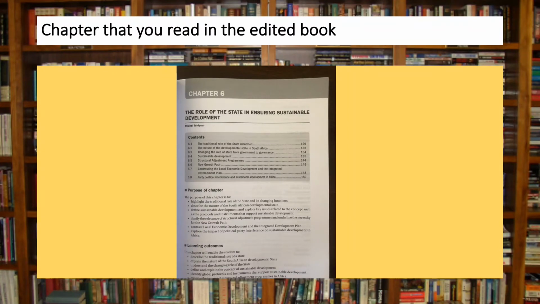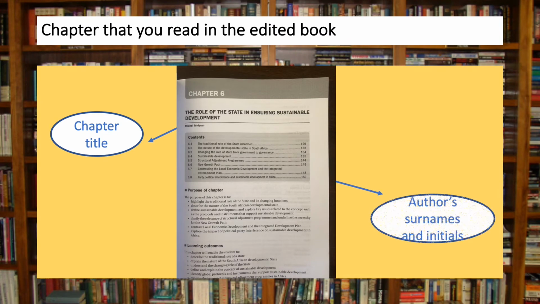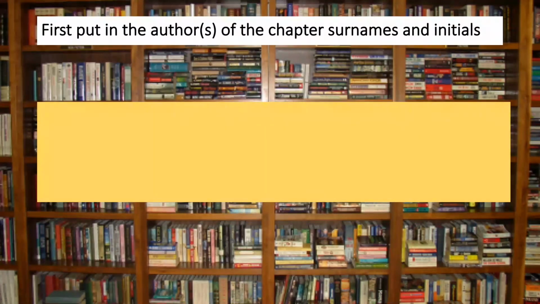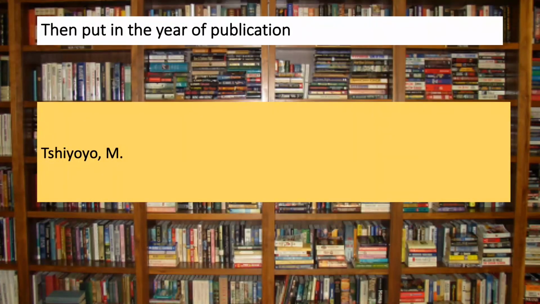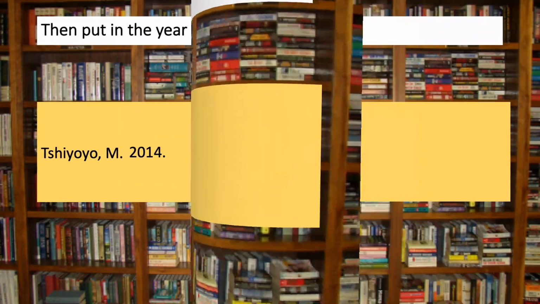However, it is more likely that you will only have used a specific chapter from an edited book. For example, perhaps you only used chapter 6 of the above book. You can see that the chapter is titled The Role of the State in Ensuring Sustainable Development, and it was written by Michelle Chioyo. In your entry for the list of references, you will use the author of the chapter's surname and initials, then the date of publication of the book.